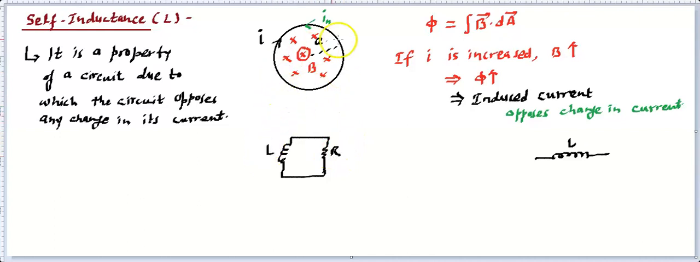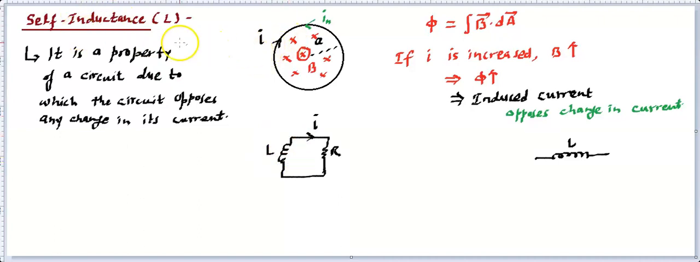So that means this is basically an LR circuit in which a resistance and an inductor are connected. Though they are not visible in this loop, they are there. So that's the equivalent circuit, you can call it. And in this equivalent circuit, if you change this current I, the circuit will oppose that change in current. This opposition is coming because of this property, and this property is known as self-inductance.